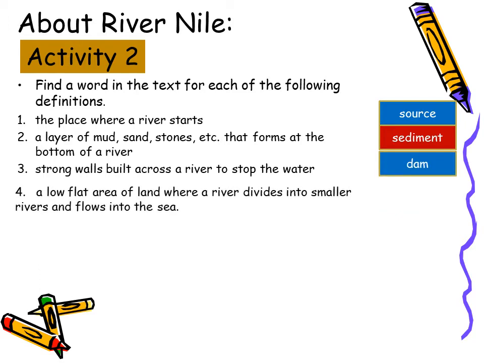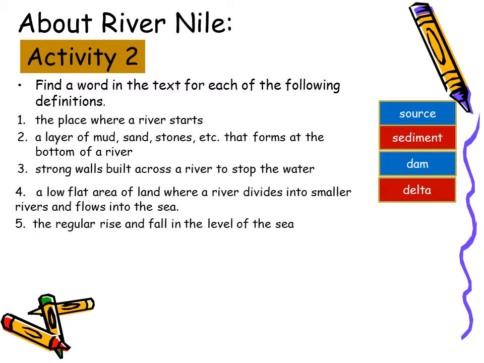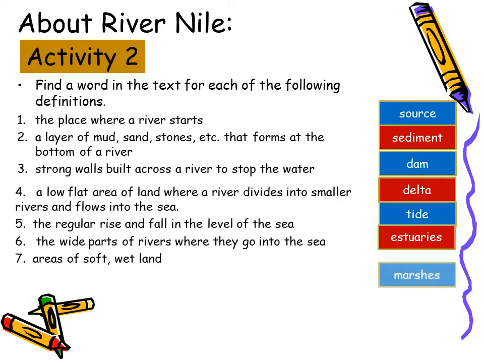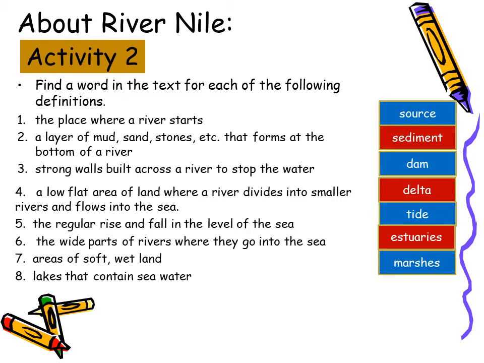Dam. Number 4. A low flat area of land where a river divides into smaller rivers and flows into the sea. Delta. Number 5. The regular rise and fall in the level of the sea. Tide. Number 6. The wide paths of rivers where they go into the sea. Estuaries. Number 7. Areas of soft wetland. Marshes. Number 8. Lakes that contain sea water. Lagoon.